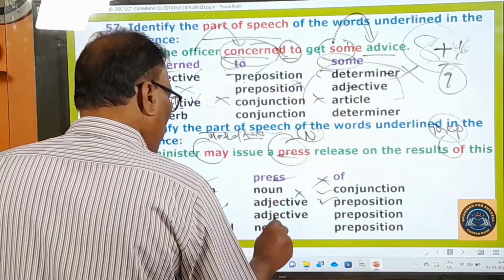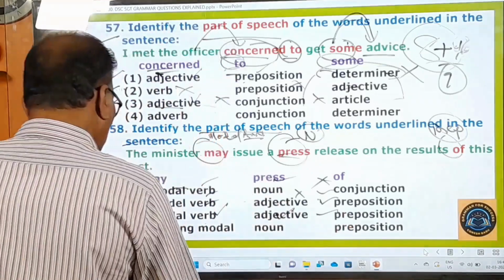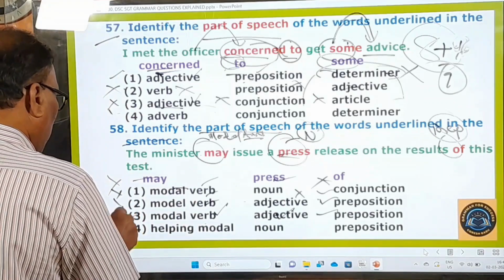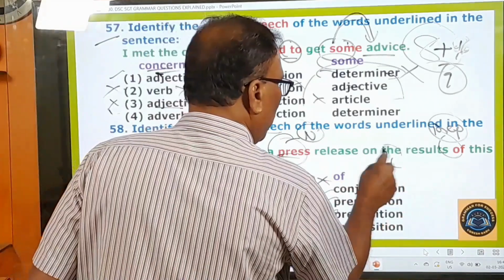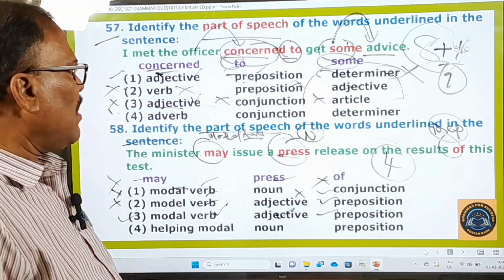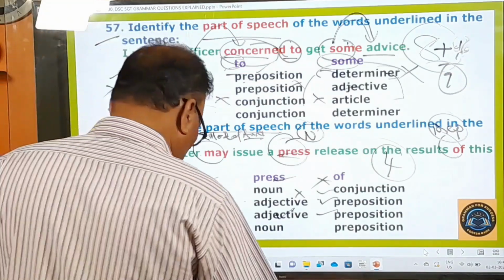Noun, okay. Preposition, okay. So this fourth one is going to be your right answer. First, second, and third are wrong. Only the fourth one is going to be your right answer. Now let's move on to the other questions.